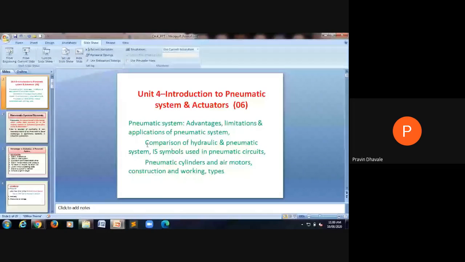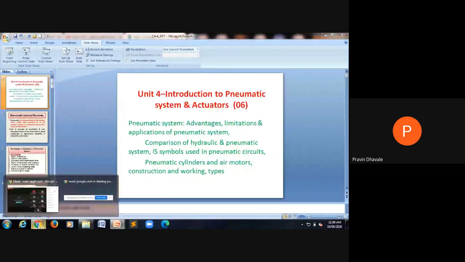In the next lecture, we will study the symbols used in pneumatic circuits, and we will directly start the actuators in case of pneumatics, that is the cylinder and motor. Its construction, types and working we will cover in the next lecture. So for today's lecture, I think it is sufficient.